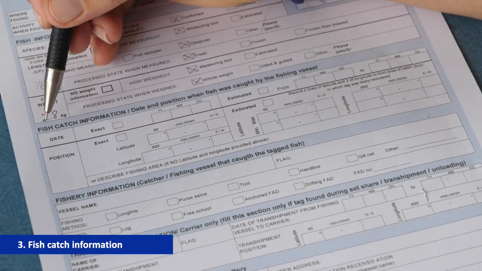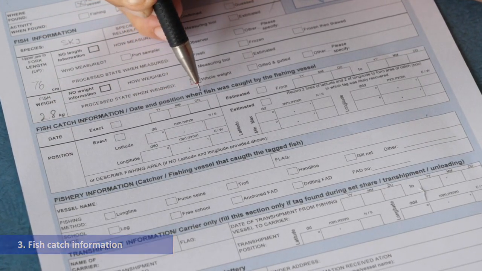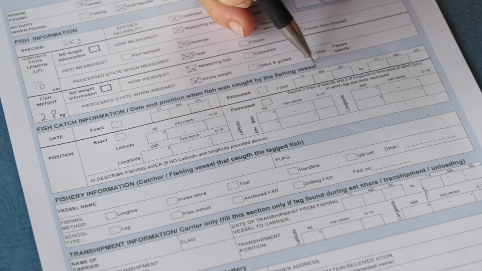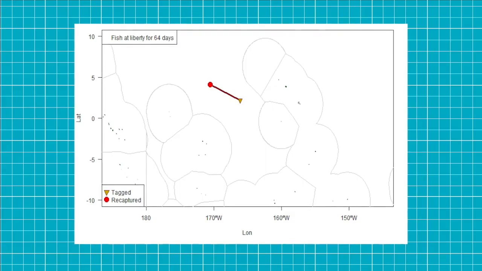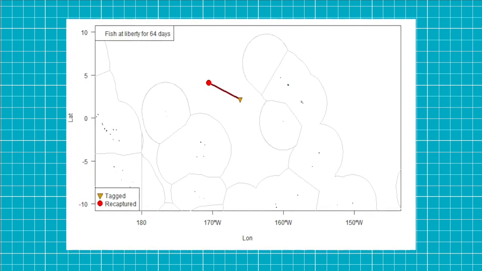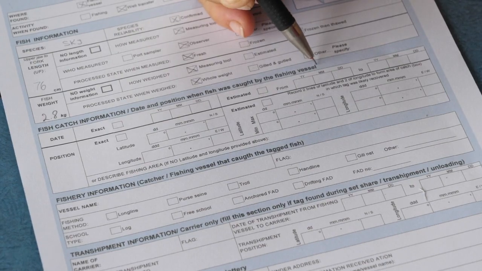The third section, fish catch information. The date and position when the tagged fish was caught by the fishing vessel. It is very important to determine the date when the species was caught. It allows us to know where the fish has traveled from the point it was tagged to the point it was recaptured. There are three possibilities for filling in this section.